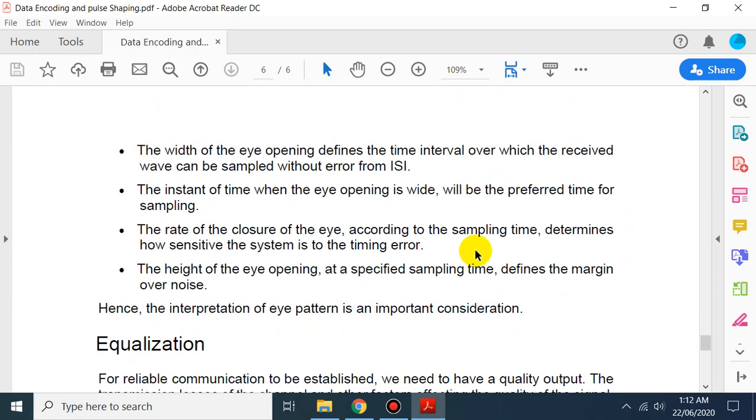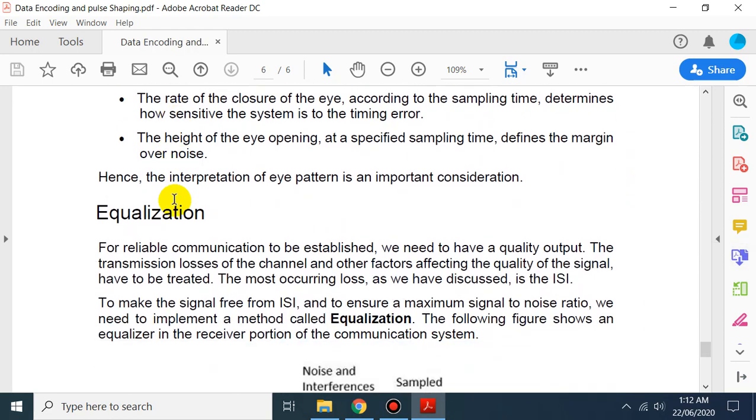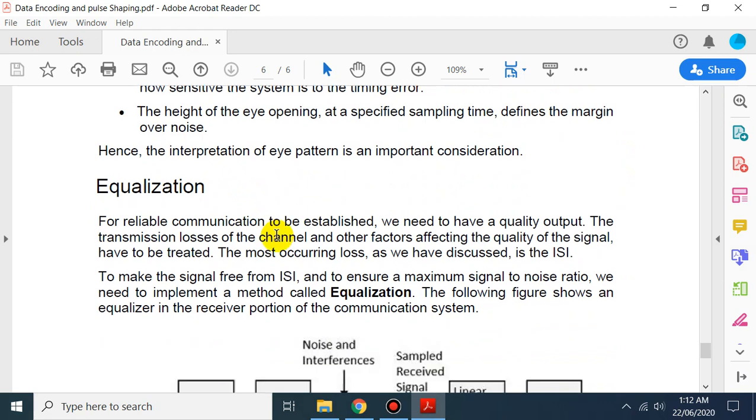Now we're going to use another term, which we have already defined, and that is called equalization. For reliable communication to be established, we need to have a quality output. The transmission losses of the channel and other factors affecting the quality of the signal have to be treated. The most common loss that we have discussed is the ISI. To make the signal free from ISI, we have to ensure a maximum signal to noise ratio, and we need to implement a method called equalization.